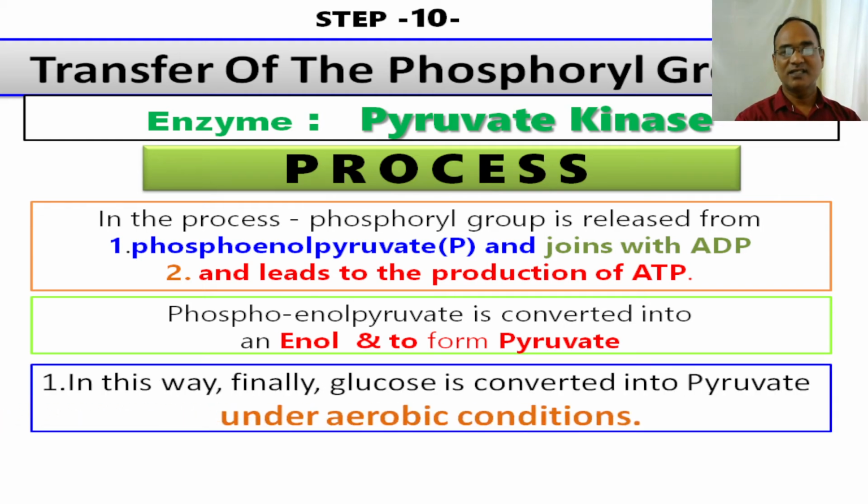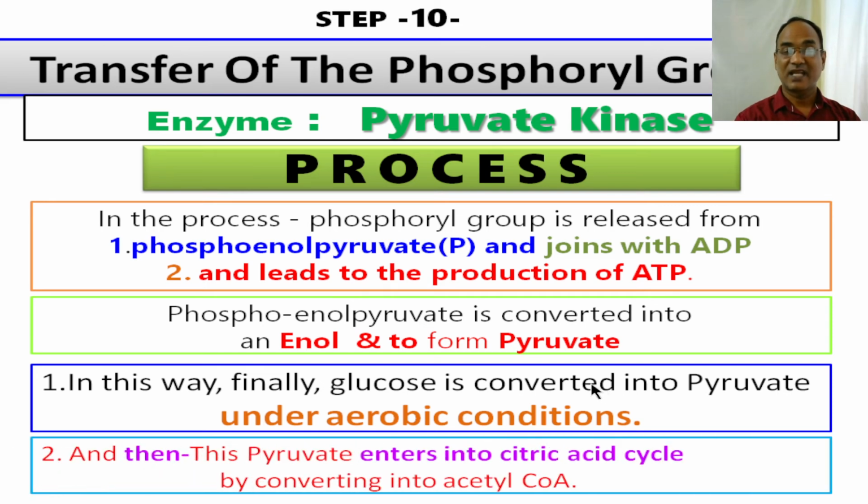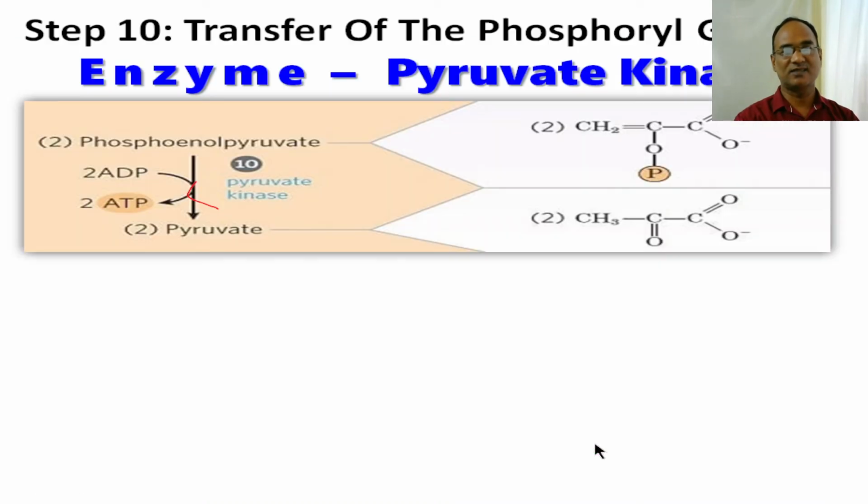So in this way, finally glucose is converted into pyruvate under aerobic conditions. Then this pyruvate enters the citric acid cycle by converting into acetyl CoA. We have to convert pyruvate into acetyl CoA. Then only will it enter the Krebs cycle chemical reactions with the help of oxygen.